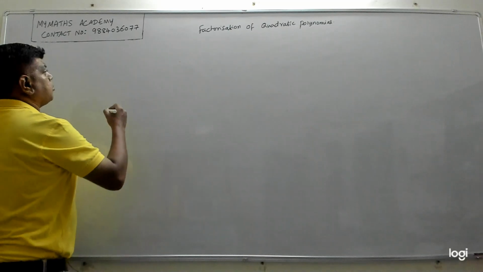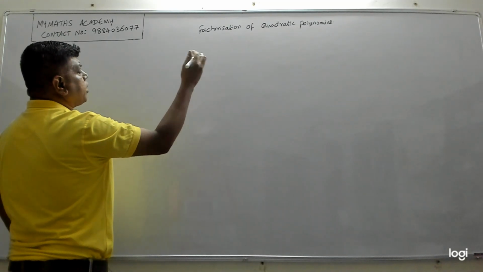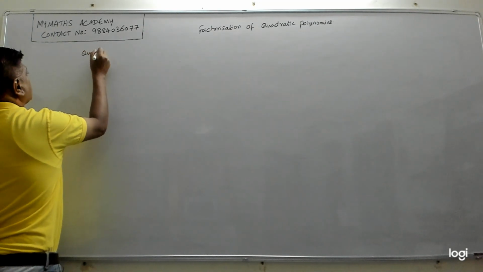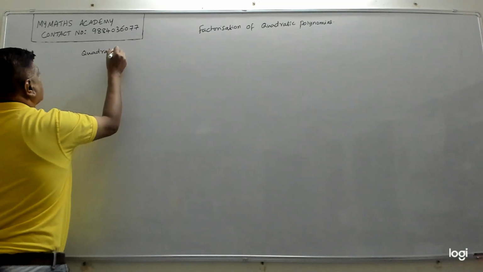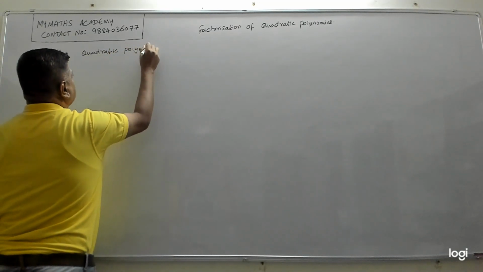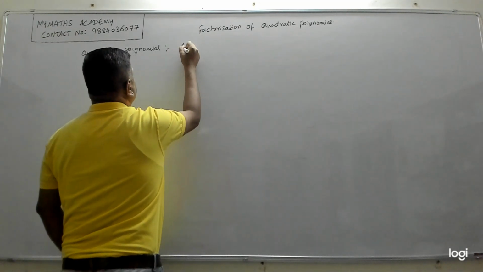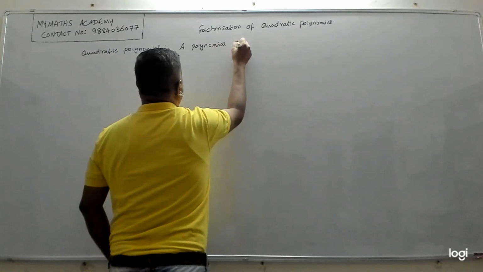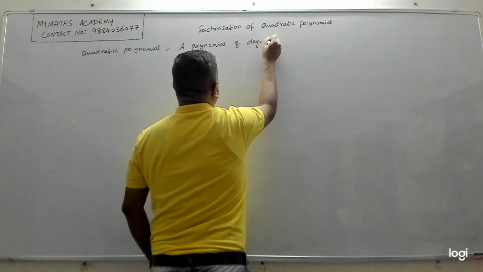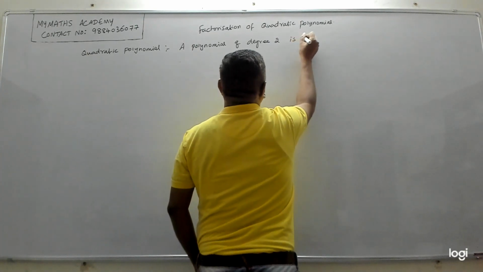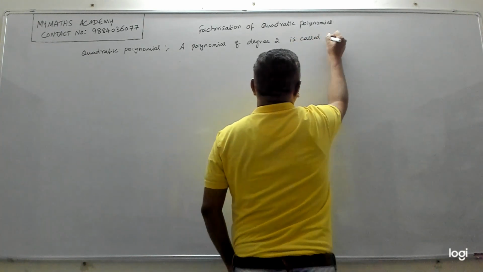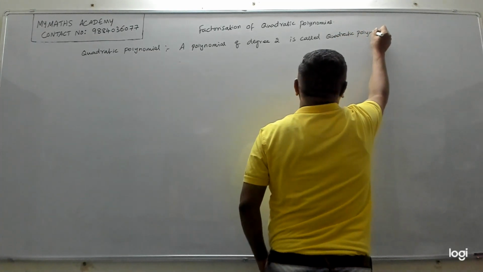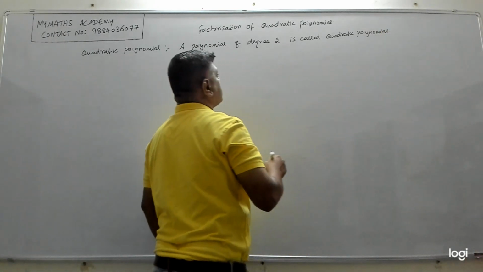We'll get started. Before we get into the factorization of a quadratic polynomial, I will define what a quadratic polynomial is. The definition of a quadratic polynomial is: a polynomial of degree 2 is called a quadratic polynomial. Any polynomial of degree 2 is called a quadratic polynomial.